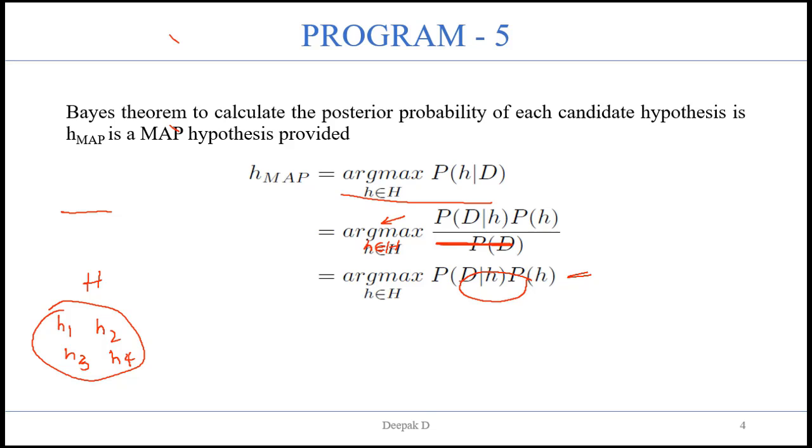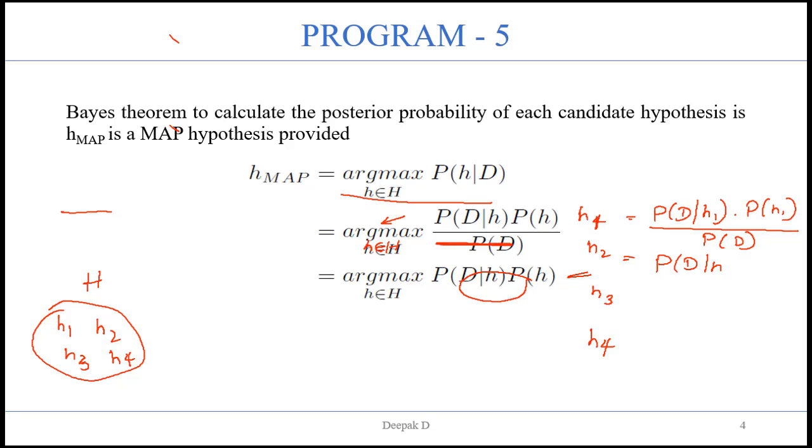Assume that you have 4 hypotheses: H1, H2, H3 and H4. When you write a formula for each individual hypothesis, how do you substitute the values? That is probability of D given H1 into probability of H1, divided by probability of D. Similarly for H2, probability of D given H2 into probability of H2, divided by P(D). So similarly for H4 also, probability of D given H4 into probability of H4 divided by probability of D.